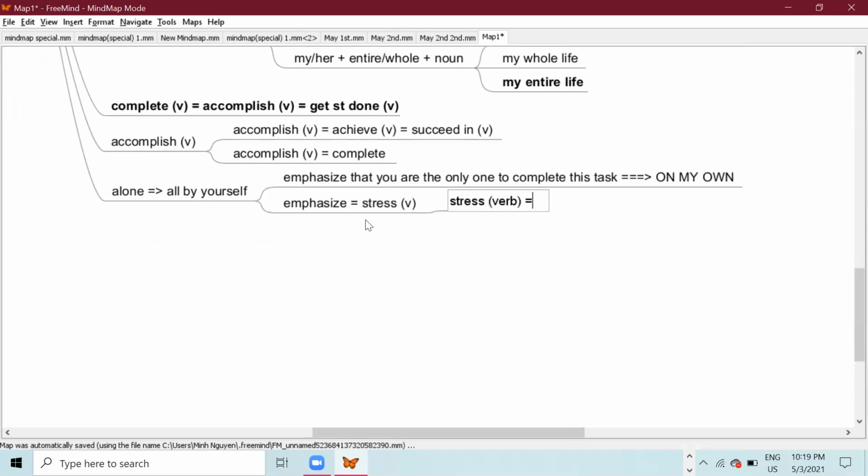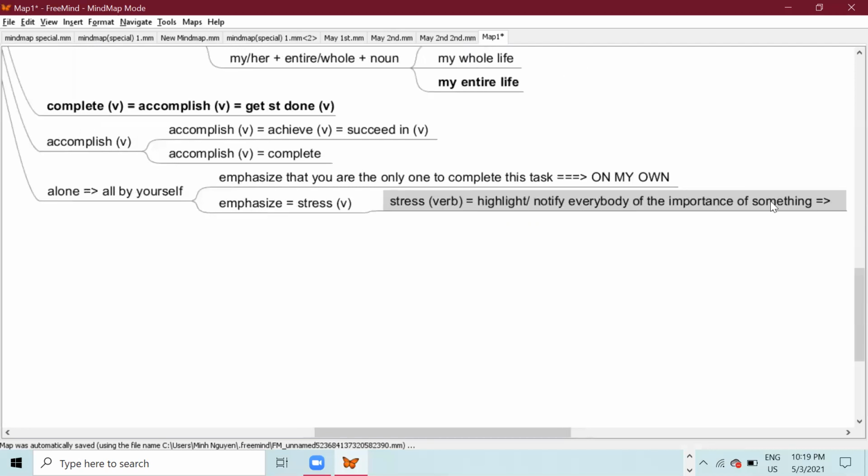First, this verb, the same as you try to highlight the importance of something, or notify everybody of the importance of something. We have the word highlight, or notify. You are going to use stress like this, or emphasize like this, okay?